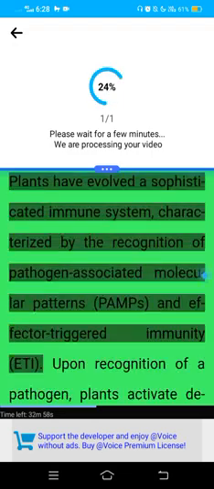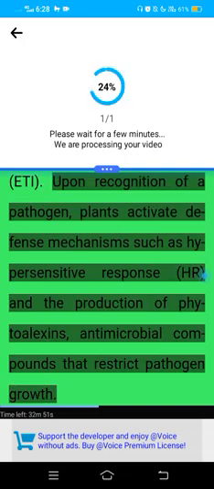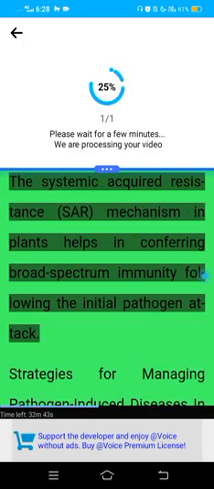Immune responses in plants. Plants have evolved a sophisticated immune system, characterized by the recognition of pathogen-associated molecular patterns (PAMPs) and effector-triggered immunity (ETI). Upon recognition of a pathogen, plants activate defense mechanisms such as hypersensitive response (HR) and the production of phytoalexins, antimicrobial compounds that restrict pathogen growth.